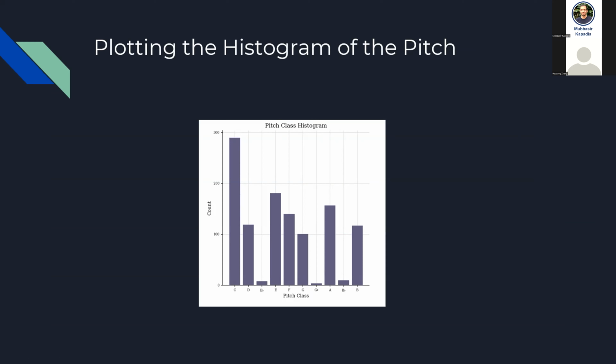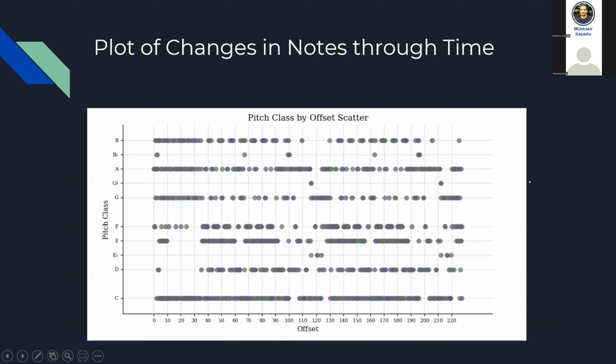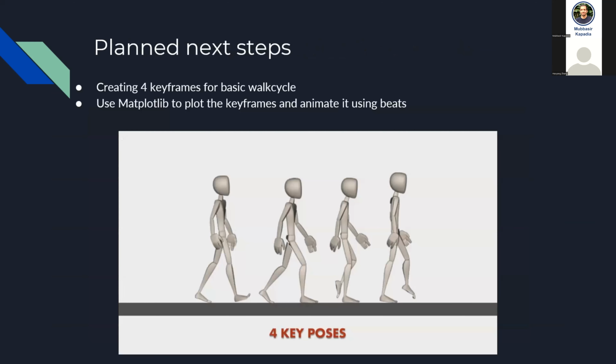But since we want to generate a walk cycle for each timestamp, we need the information for each timestamp. We can also get the pitch information for each timestamp, and essentially use this to get whether a particular timestamp contains a high frequency pitch class or a low frequency pitch class. So these are the features that we can extract using the libraries.